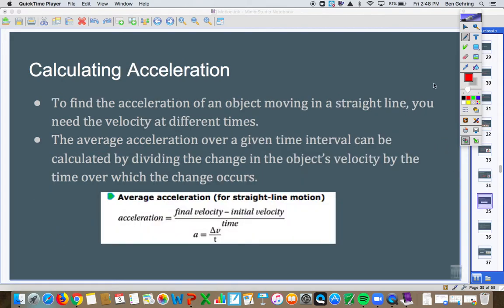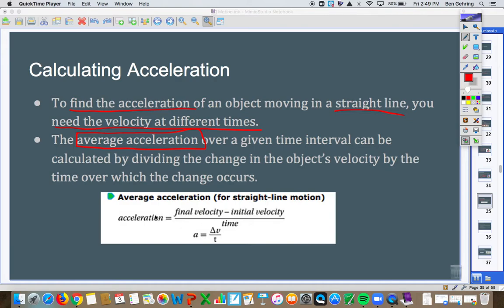So earlier we talked about acceleration being a change in velocity over time, and we can make this an equation. So to find the acceleration, you need to find the velocity. To find acceleration of objects moving in a straight line, you need to find the velocity at a couple different times. And we can calculate what's called the average acceleration. Average being, if this were done at the same rate the entire time, this would be your average acceleration. And this is given by taking the time interval and dividing your velocity by that time.